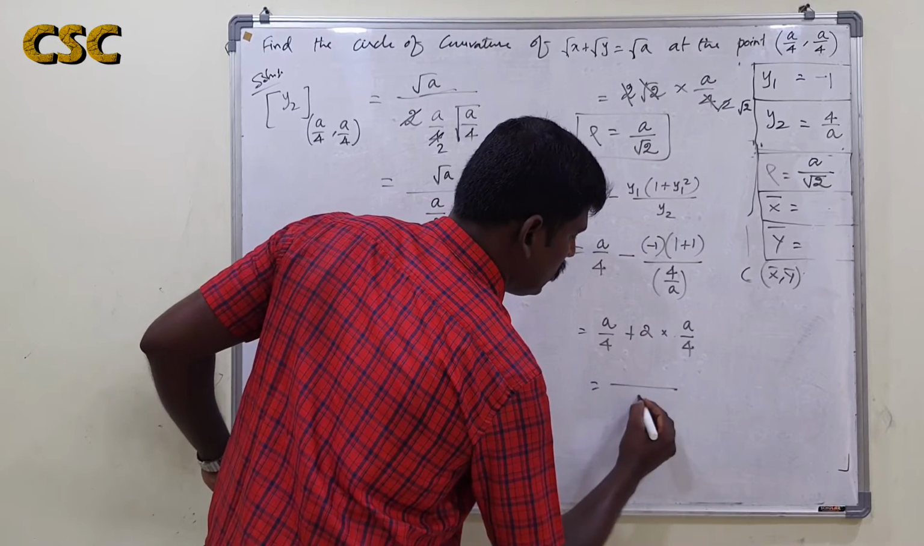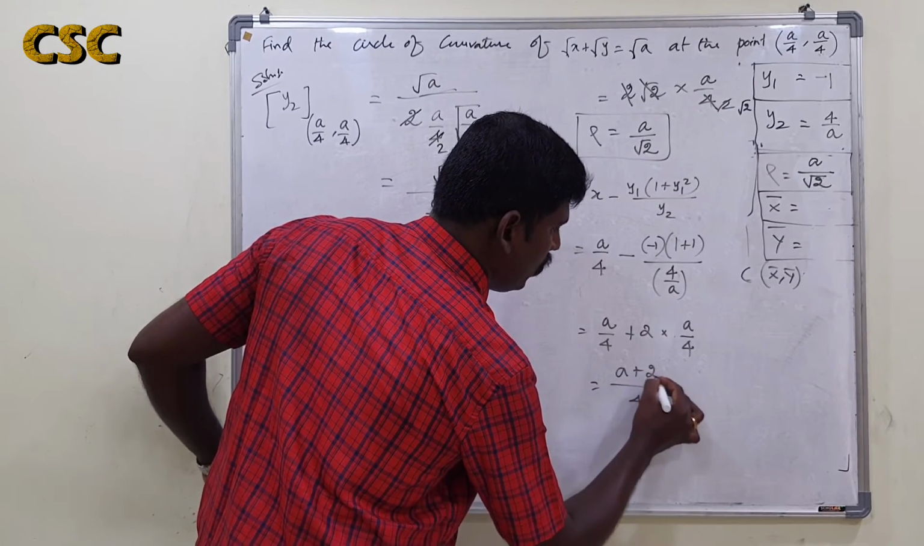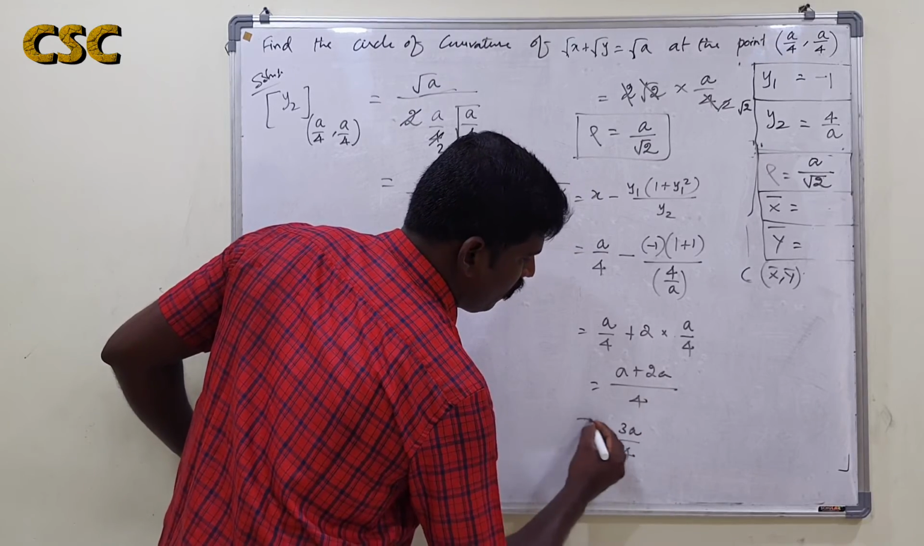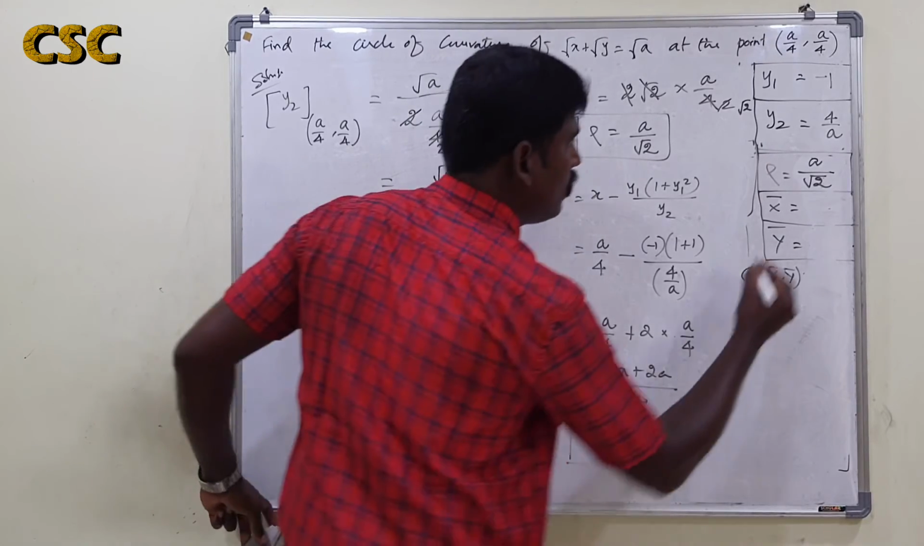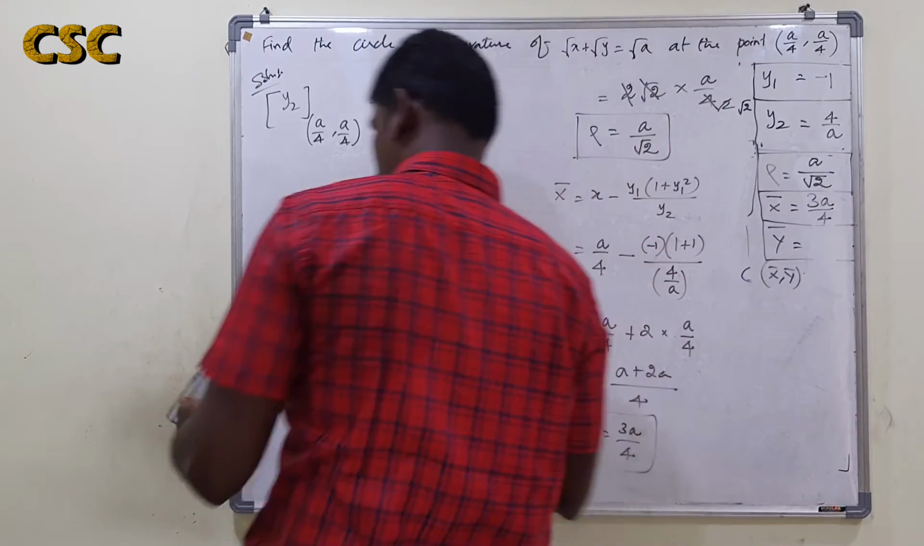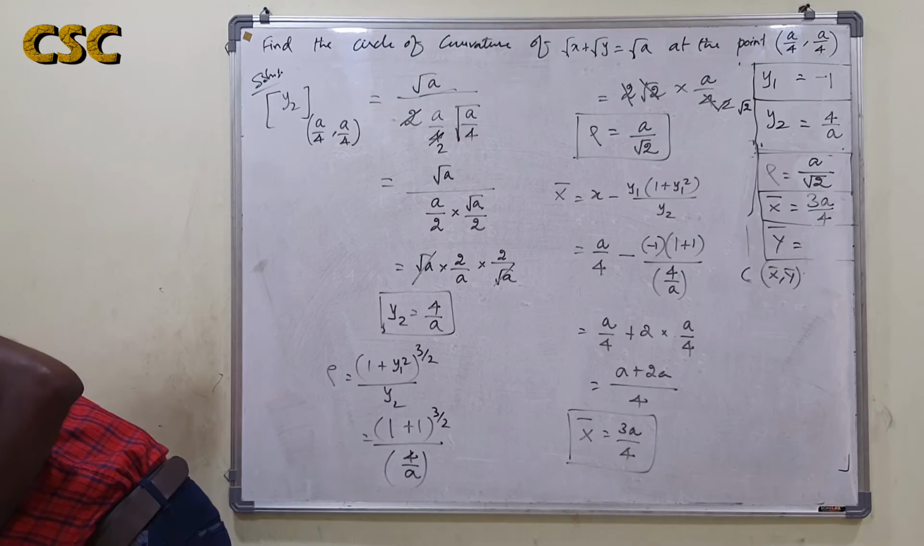So taking 4 as LCM, a plus 2a, isn't it? That is equal to 3a by 4 is the value of x bar. So 3a by 4 is the value of x bar.